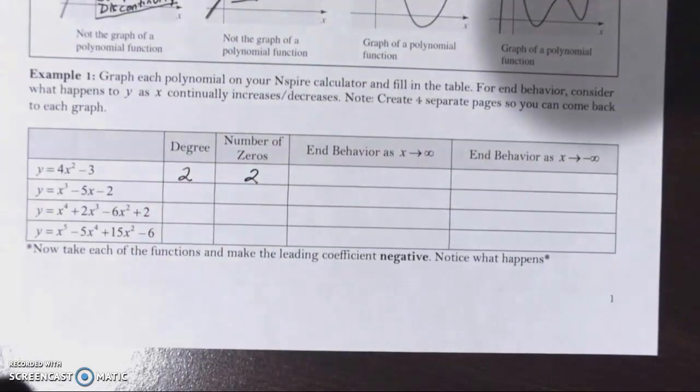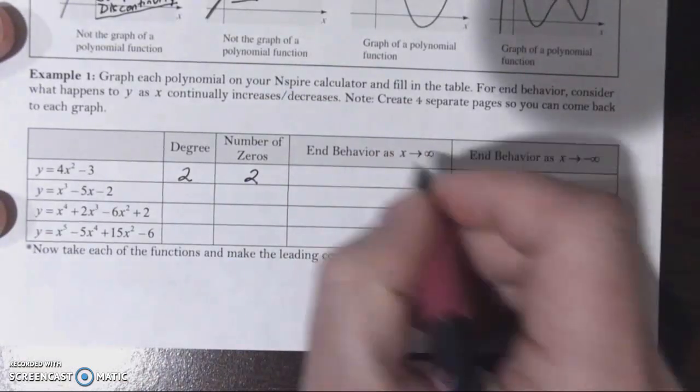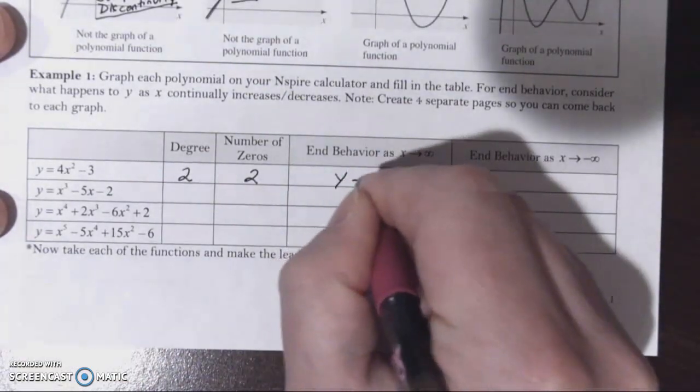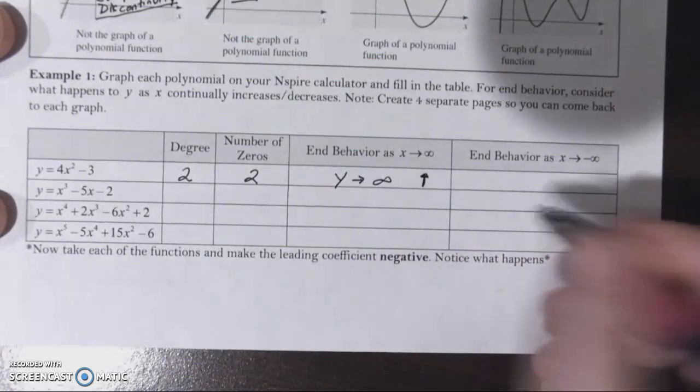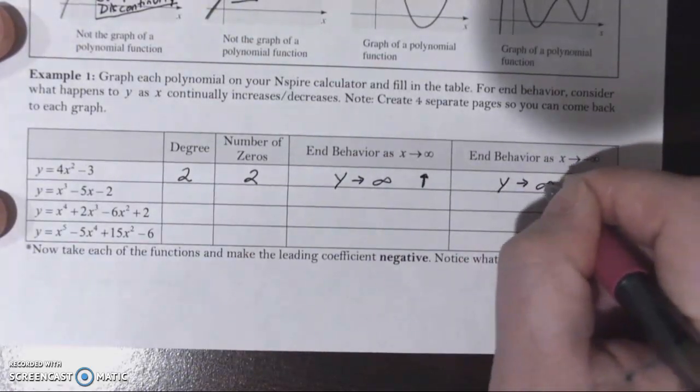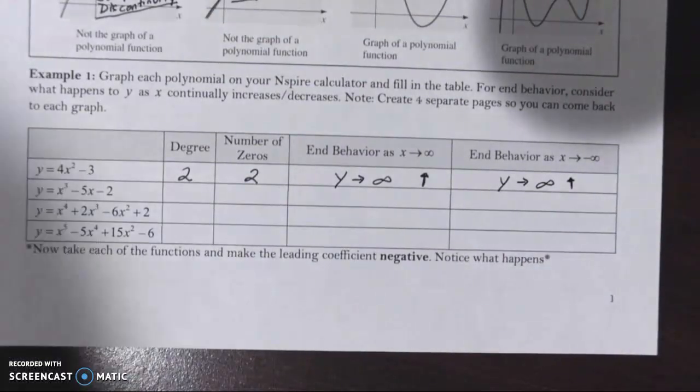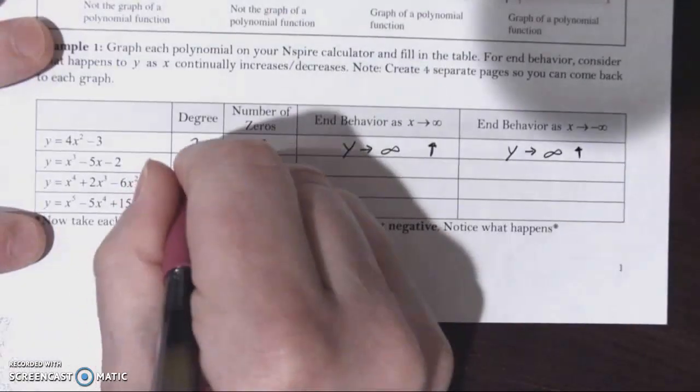First, degree 2, 2 zeros. End behavior as x approaches infinity, y also approaches infinity, pointing up. As x approaches negative infinity, y still approaches infinity. It points up on both sides, basically.